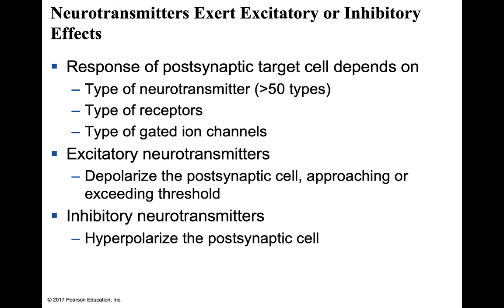Those neurotransmitters that we call excitatory depolarize the postsynaptic cell. What they're going to do is change the electrical properties of that postsynaptic cell to either exceed or approach threshold. An inhibitory neurotransmitter is going to be the exact opposite. It's going to hyperpolarize the postsynaptic cell, and that's going to make it more negative. Those are some really important terminology that you have to keep in mind related to how this all functions.